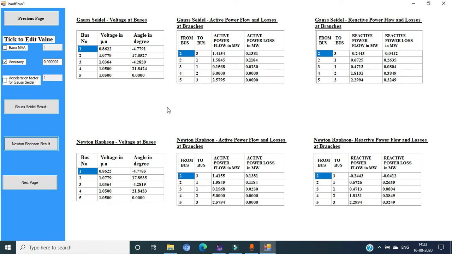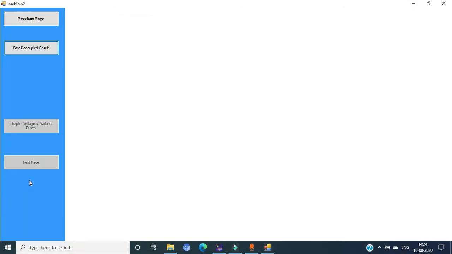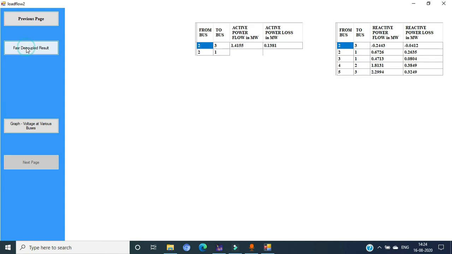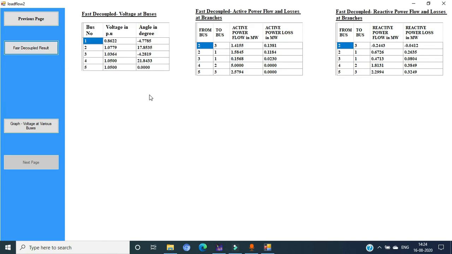The values are almost similar in both the cases, but some variation in the decimal places can be seen in this table. To get more results, click on the next page. Here the fast decoupled result is also tabulated by clicking the fast decoupled result. The voltage, active power flow and losses, and the reactive power flow and losses at various branches are seen on the screen. The bar graph of the voltage at all buses can be seen by clicking on the graph voltage at various bus button here.